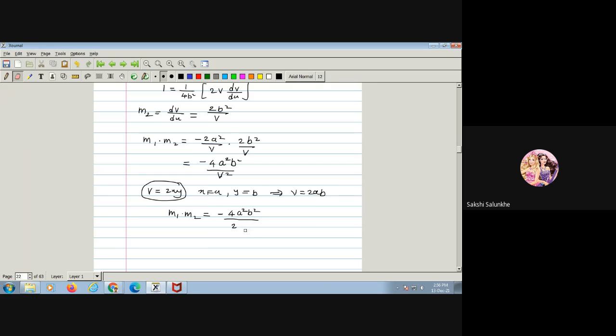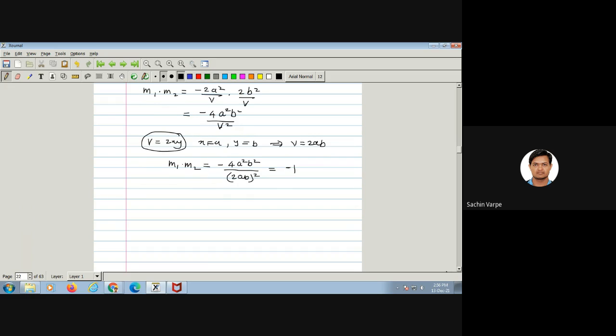Yes. So that is a b the whole square, so that is minus 1. So what did I get from here also? The two curves are orthogonal to each other.